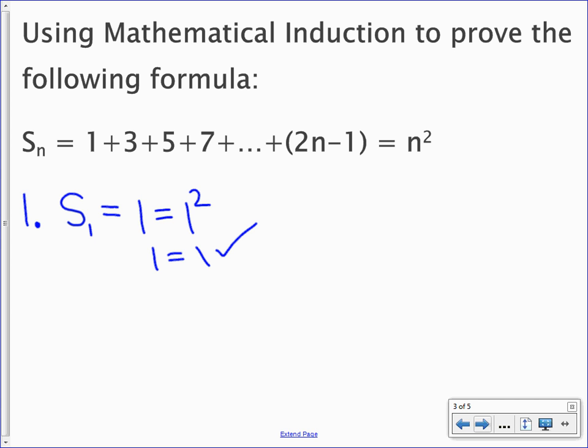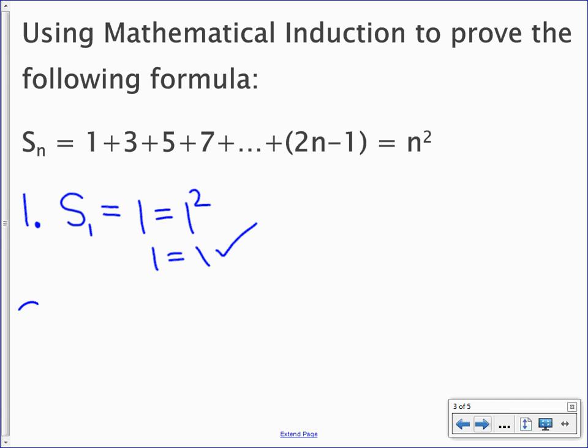So this S sub 1 means the sum of the first term, which is this. If this was S sub 3, it would be 1 plus 3 plus 5. Okay, so we verify that it's true for the first.